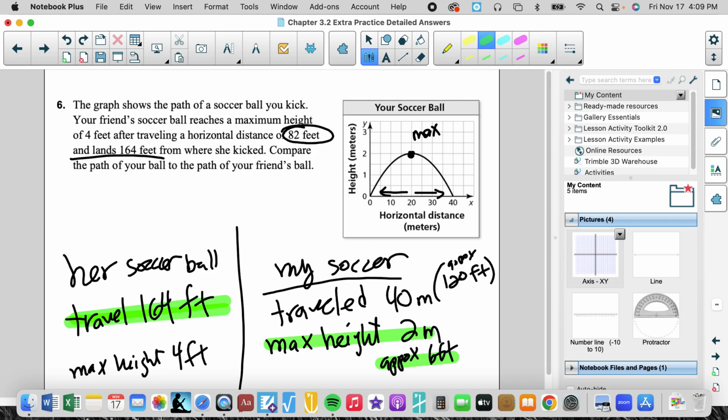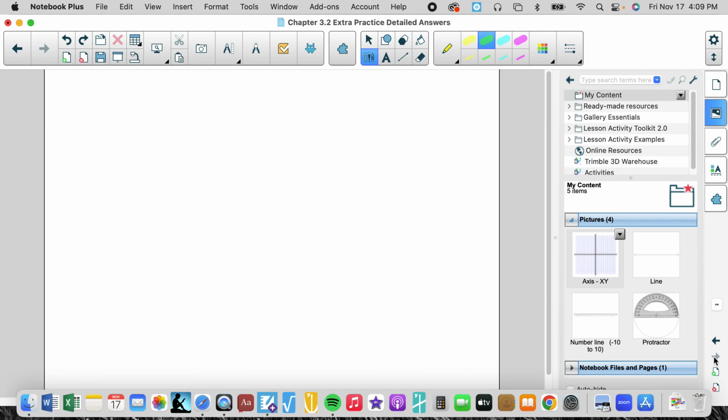Tried to trick me. Tried to trick me in two places. Feet and meters, and then that little piece of information. That is why reading comprehension is so important. We got to be able to understand the problem so we cannot fall into those mistakes.